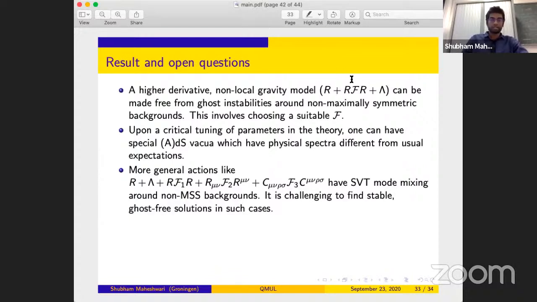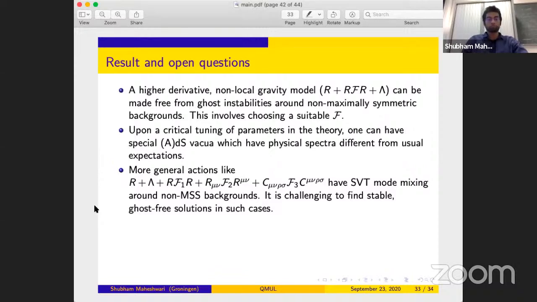For instance, it can be made free from ghost-like instabilities around non-maximally symmetric backgrounds, and this involves choosing a suitable function f, which can be chosen. And upon a critical tuning of parameters, one can have special maximally symmetric vacua, which have physical spectra which are different from usual expectations, in the sense that you do not have propagating tensor modes, at least at the linearized level of equations of motion or at the quadratic level of the action.